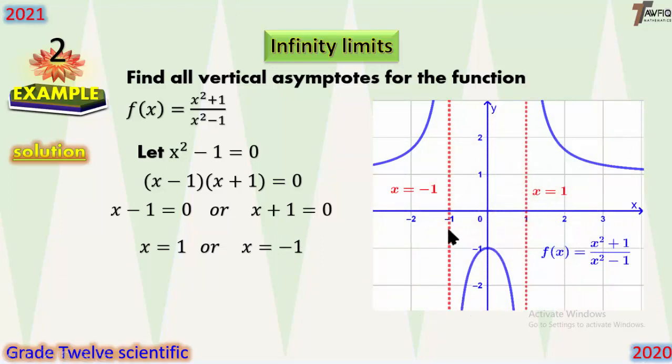As you can see in the graph of the function, x equal minus 1 is a vertical asymptote and x equal 1 is a vertical asymptote because they make the denominator 0 but the numerator is not 0. Therefore, x equal 1 and x equal minus 1 are two vertical asymptotes.